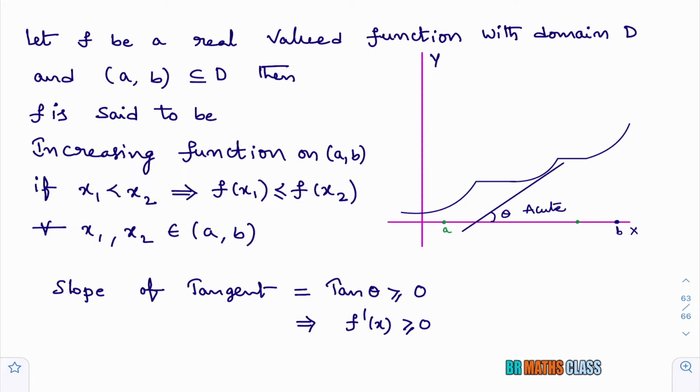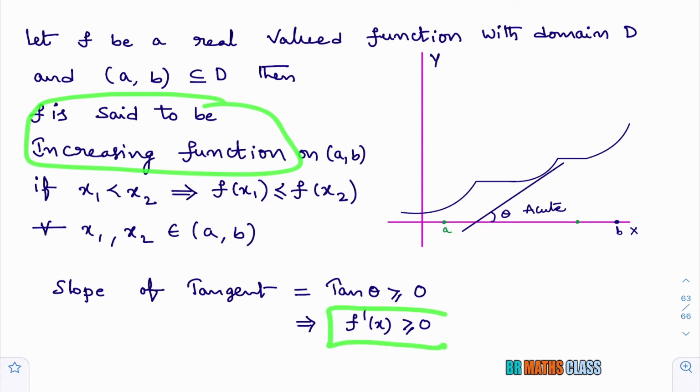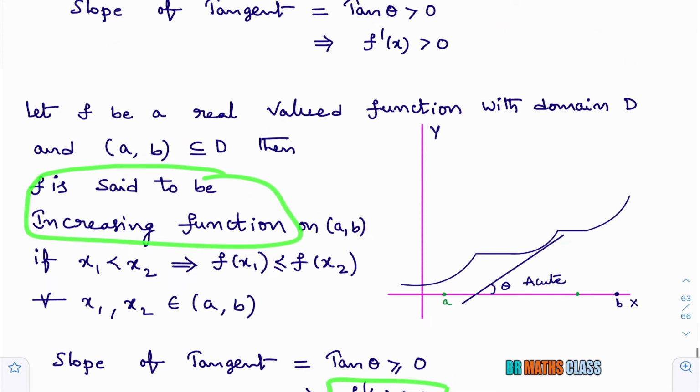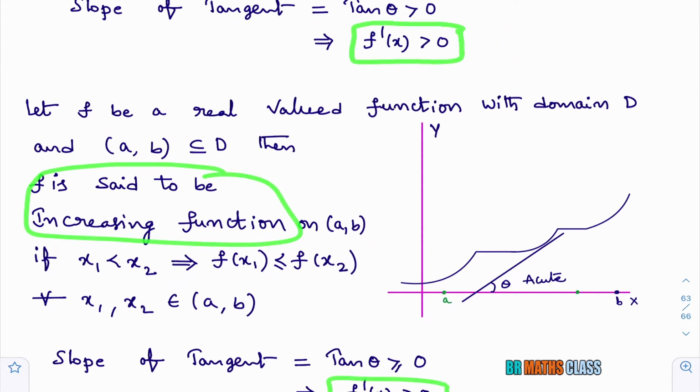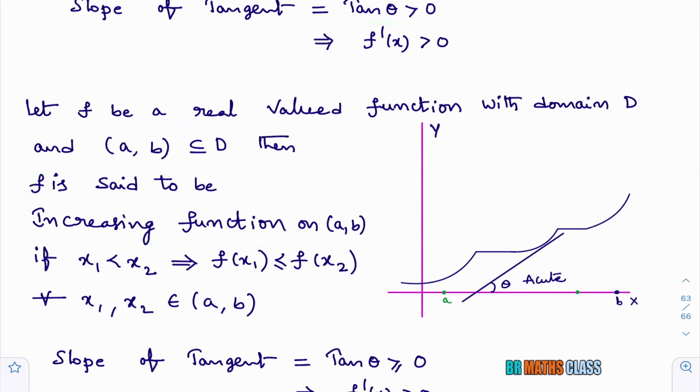So what is the second important point you need to know? If the function is an increasing function, then f dash of x is greater than or equal to 0. You observe, in a strictly increasing function, if the function is strictly increasing, then f dash of x is greater than 0. I hope you got this point.